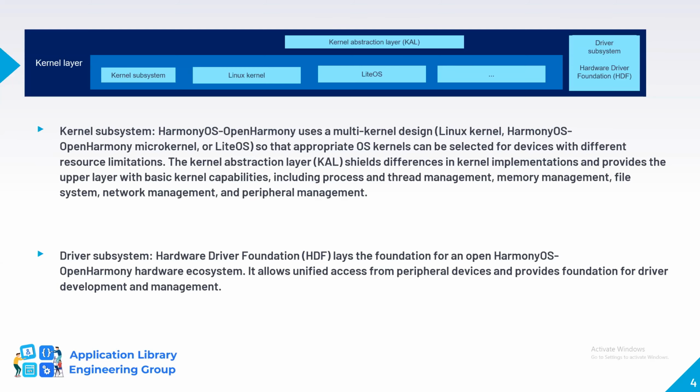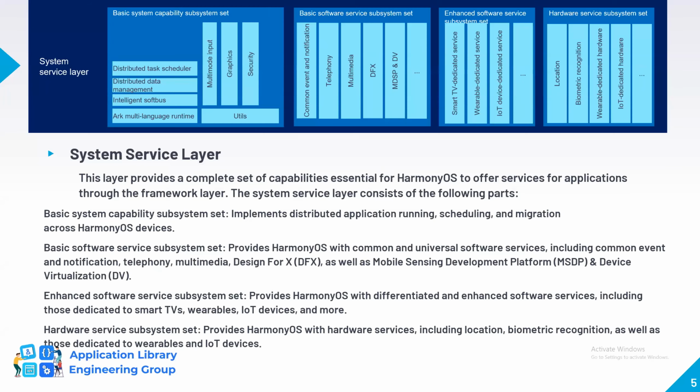So next, we have the system service layer. The system service layer, we can see, is divided into 4 parts: the basic system capability, the basic software subsystem, enhanced software, and the hardware service subsystem. So in basic system capability, today morning we discussed elaborately the introduction of use cases.